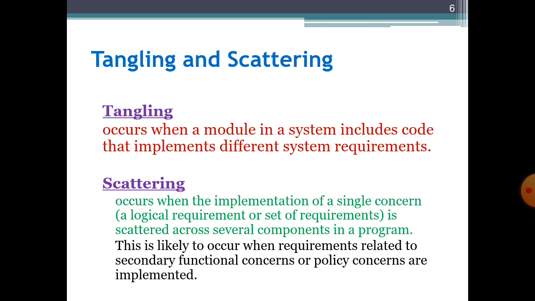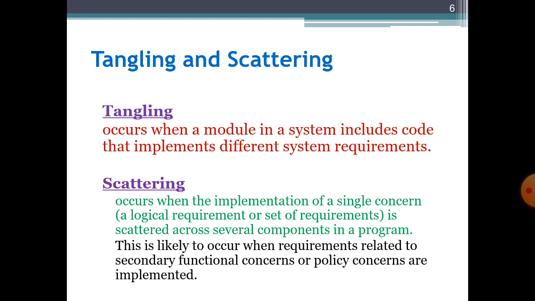So now students, the next term is about tangling and scattering. Before I start my discussion, these are two basically undesirable situations. So I would like to give you some argument about why we need to worry about tangling and scattering.